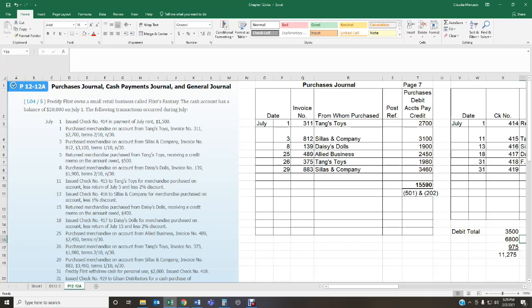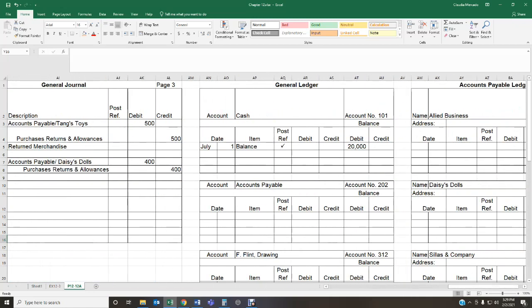Should we go by date or should we go by account? Which is the easiest option? I think if we go by account, it'll be easier. Let me switch up my mind here. Let's do by account. So we've got several accounts.